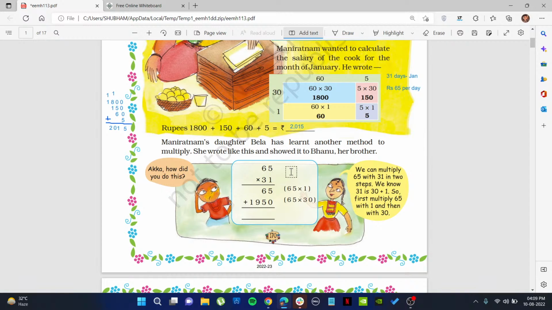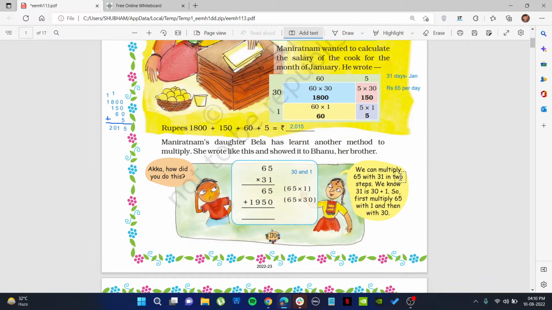31 comprises 30 and 1. So what we will be doing first, we will be multiplying 65 with this 1 first. So 65 times 1 gives us 65. And after solving for this 1, we need to multiply 65 with this 30. Okay.